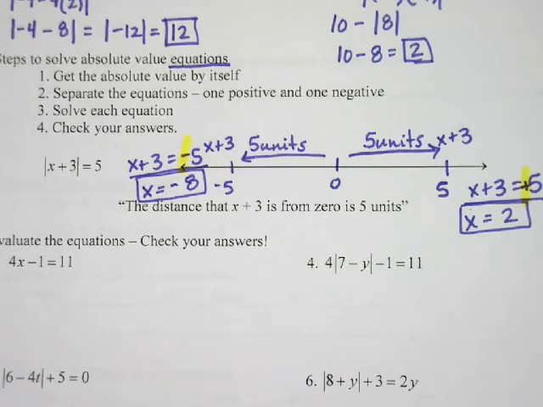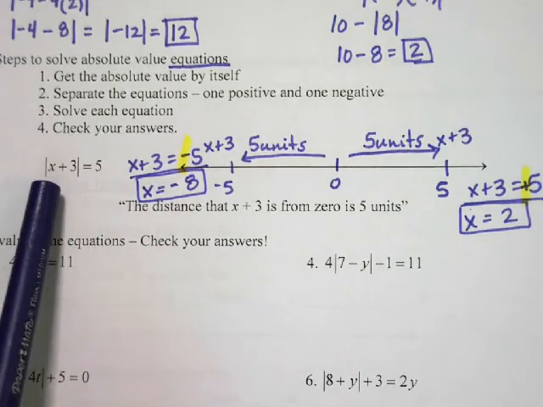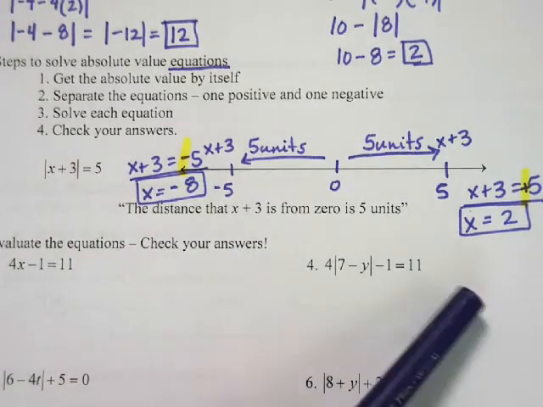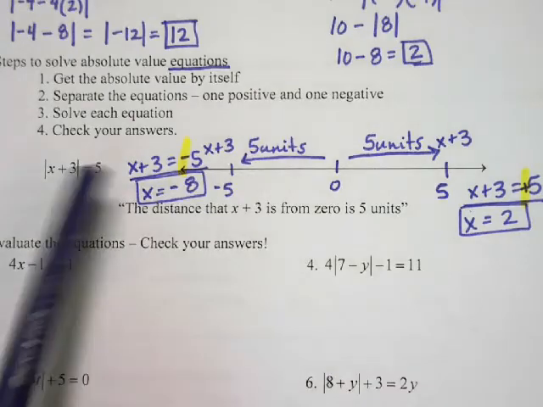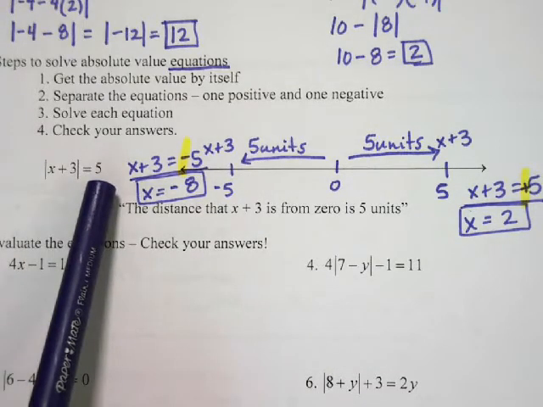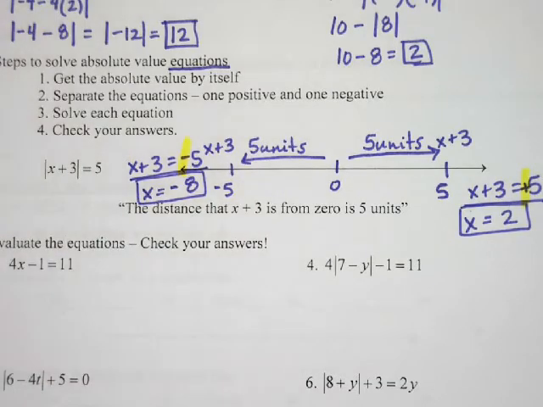Now, I could go in and check those. Negative 8 plus 3 is negative 5. Absolute value of negative 5 is positive 5. That guy works. Positive 2 plus 3 is 5. Absolute value of 5 is 5. That guy also works. Okay? Do you see why you get two equations? Okay, questions so far?